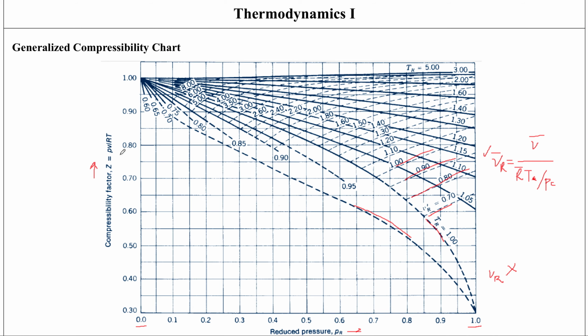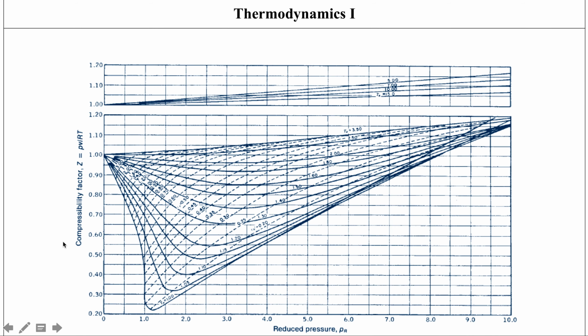Okay, so I'm going to go on and show you the second chart, which is A2. This is chart A2. And again, you have reduced pressure on the x-axis, compressibility factor on the y-axis. You've got values for TR over here. These lines represent TR, which is reduced temperature, and these dotted lines represent pseudo-reduced volume.